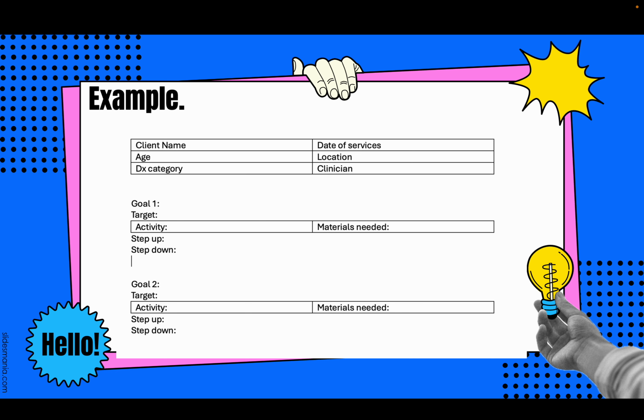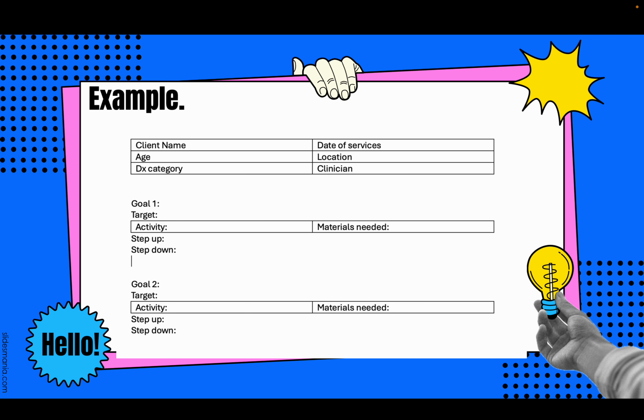So a step up could maybe be a transient visual. I'm going to take that visual away, and I'm only going to show it to you when you need it, and then I'm going to take it away again. That would be a step up. So giving less support is a step up. Giving more support is a step down.